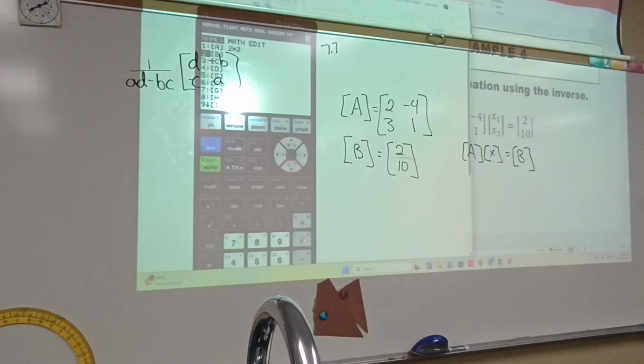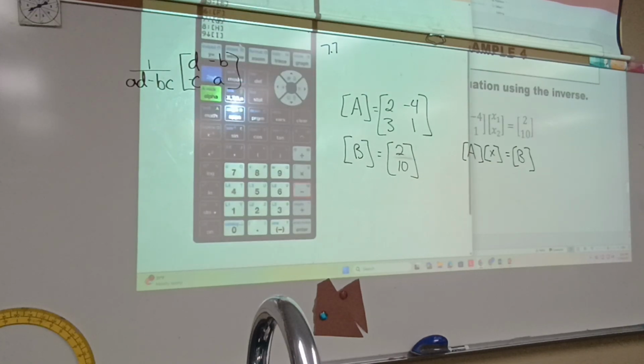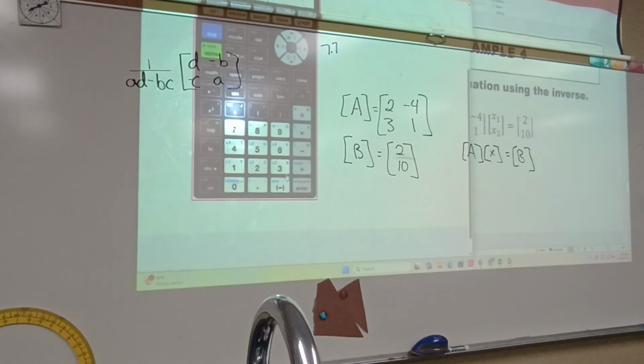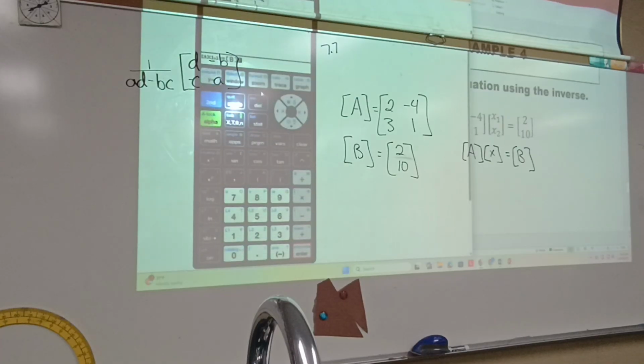Second matrix. So I'm going to go to B. Whoa, whoa, whoa. No, no, get out of here, Clune. Get out of here. Oh, no.